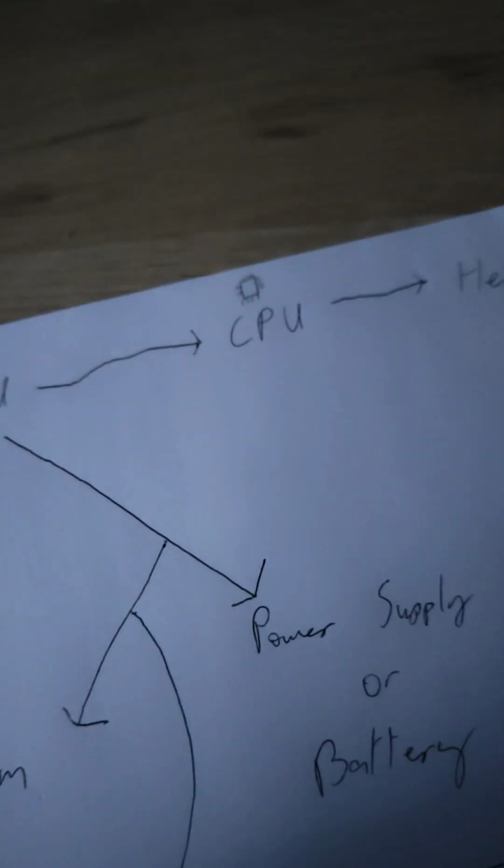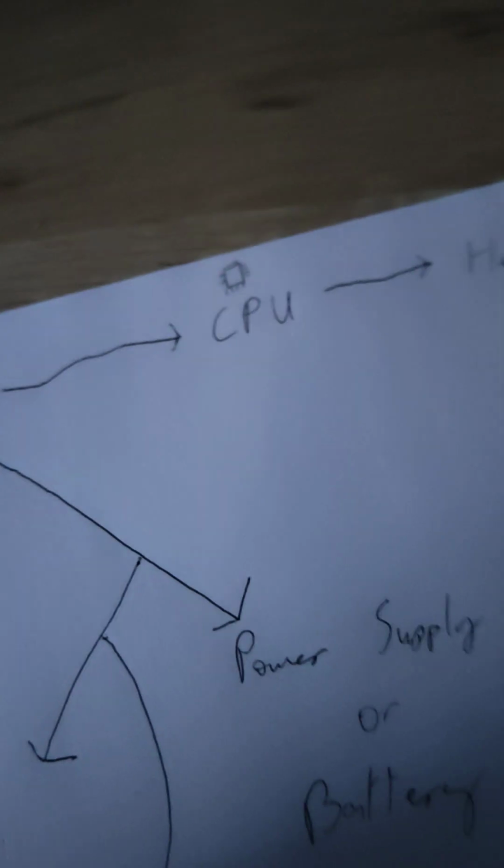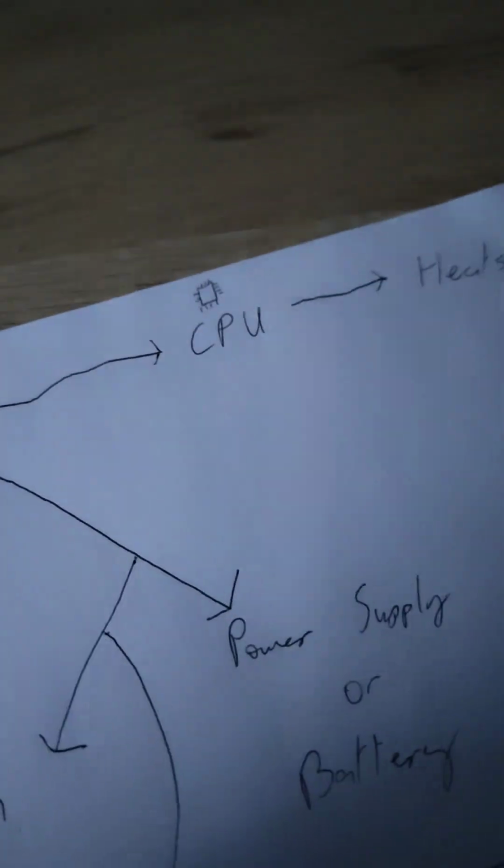CPU, central processing unit, the brain of the computer. It carries out all the commands. Everything has to go through the CPU.